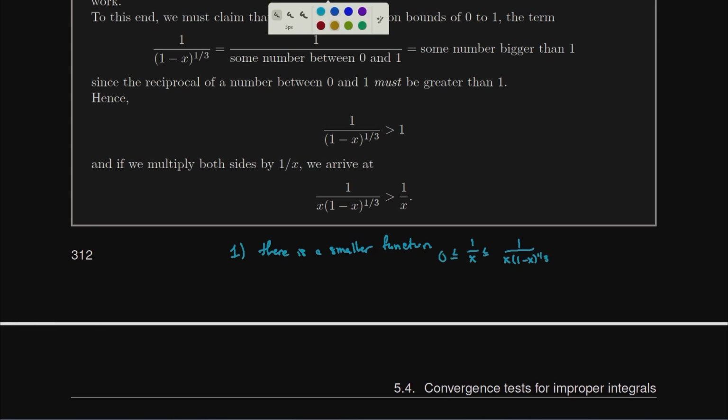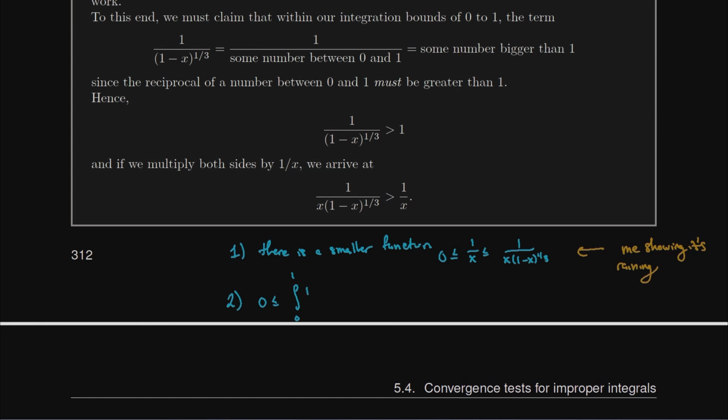This is the equivalent of me showing it's raining. Well, now that I've shown it's raining, I can actually conclude, in this case, that the one function is smaller than the other, I can conclude that the integral from 0 to 1 of 1 over x dx is less than or equal to the integral from 0 to 1 of 1 over x times (1 minus x)^(1/3) dx. That's me concluding I use an umbrella.